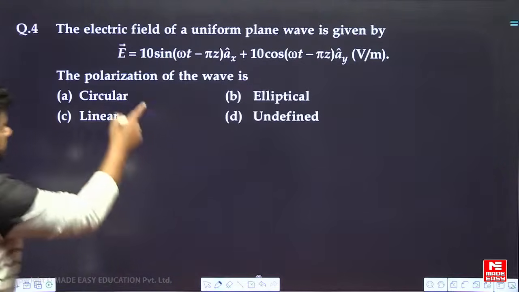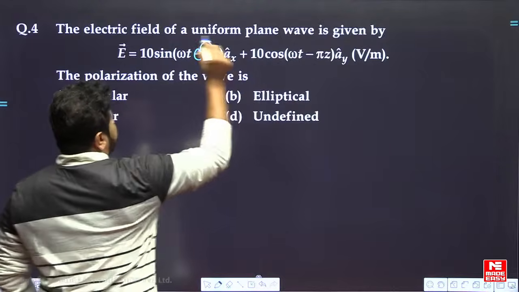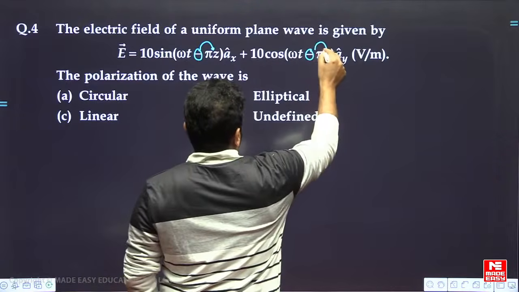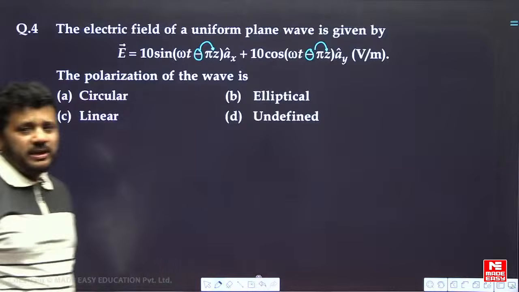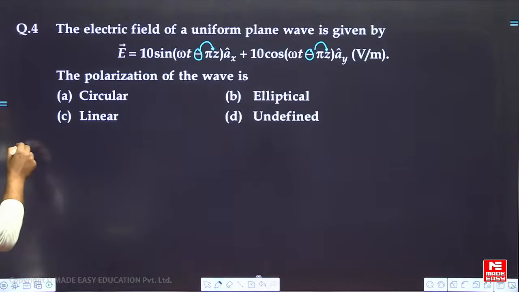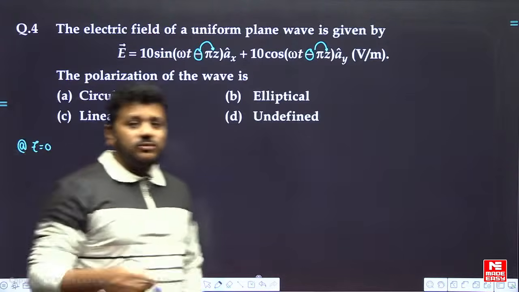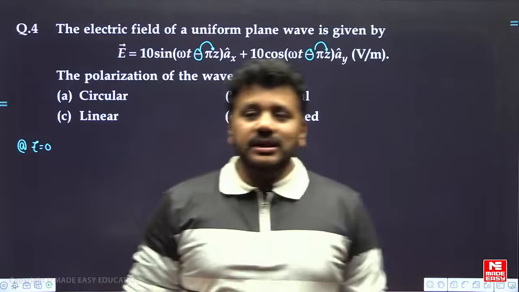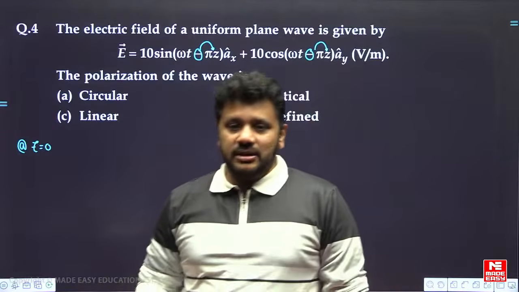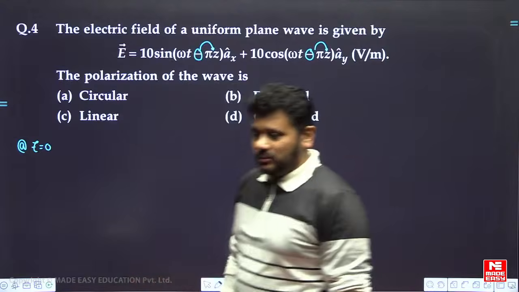Now, you can see that the wave is traveling in the positive z direction, so the transverse plane will be the z equal to 0 plane. At z equal to 0, because the definition of polarization is the electric field as a function of time, the space quantity has to be put to 0.